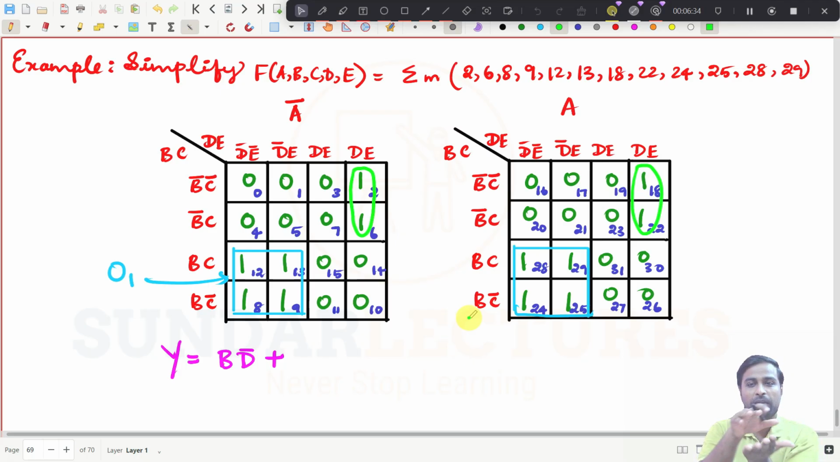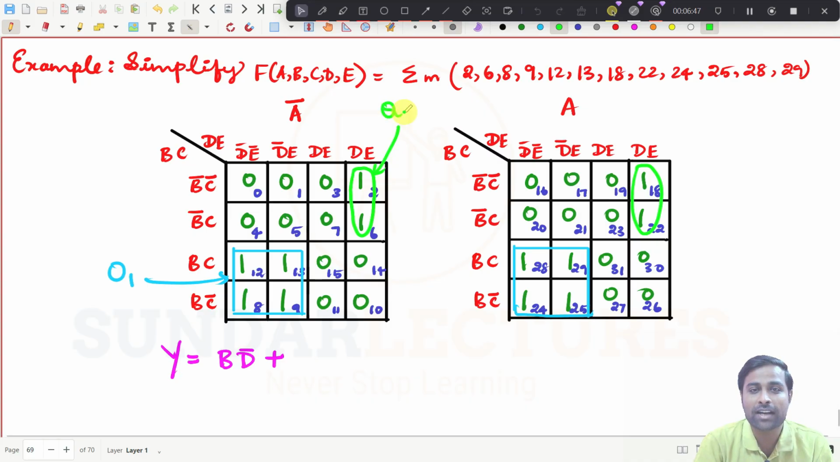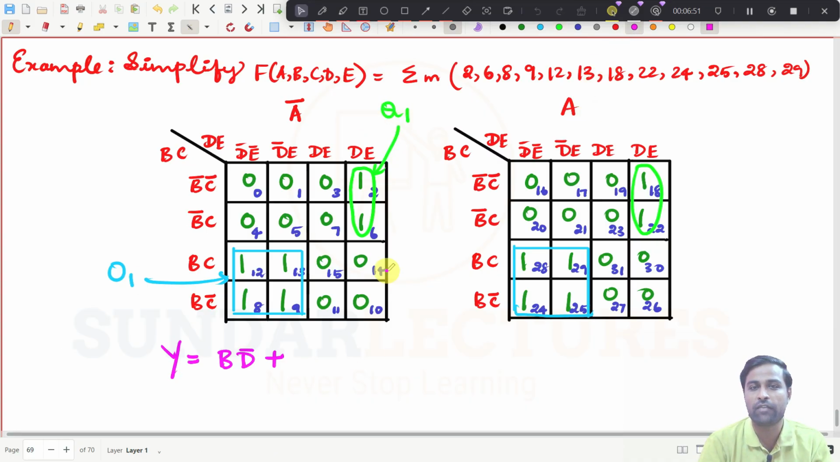Why? Because if I put these two K maps in a stack like this, these two cells will be adjacent to each other. So this is now quad number one. Try to understand, right? So how will you write the expression now? That is very important too.